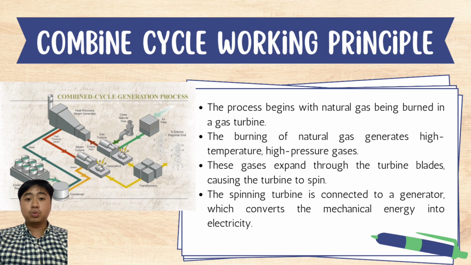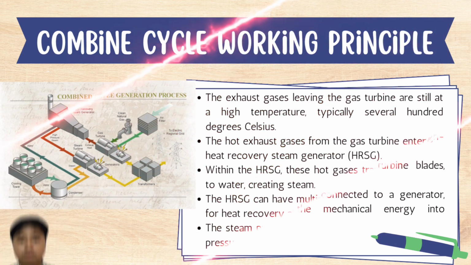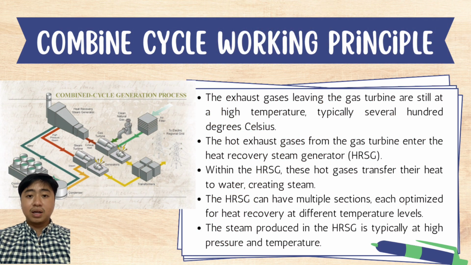The process begins with natural gas being burned in the gas turbine. The burning of the natural gas generates high temperature, high pressure gases. These gases expand through the turbine blades, causing the turbine to spin. And the spinning turbine is connected to a generator which converts the mechanical energy into electricity. The exhaust gases leaving the gas turbine are still at high temperature, typically several hundred degrees Celsius.